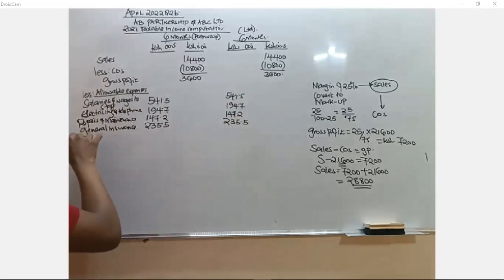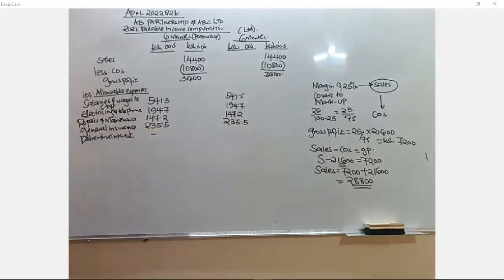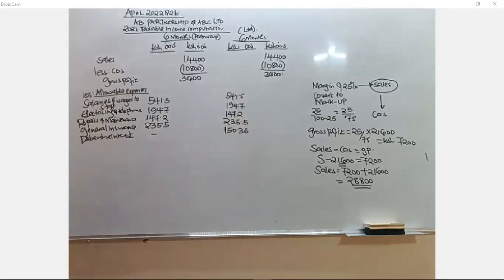Debenture interest inahusiana na nini? Debenture interest inahusiana na limited liability company. Hiyo pesa yote tu, you just put them there. So the debenture interest, which the examiner told us was paid by ABC Limited, amounts to 150.36. It means it is not going to be affecting the partners.